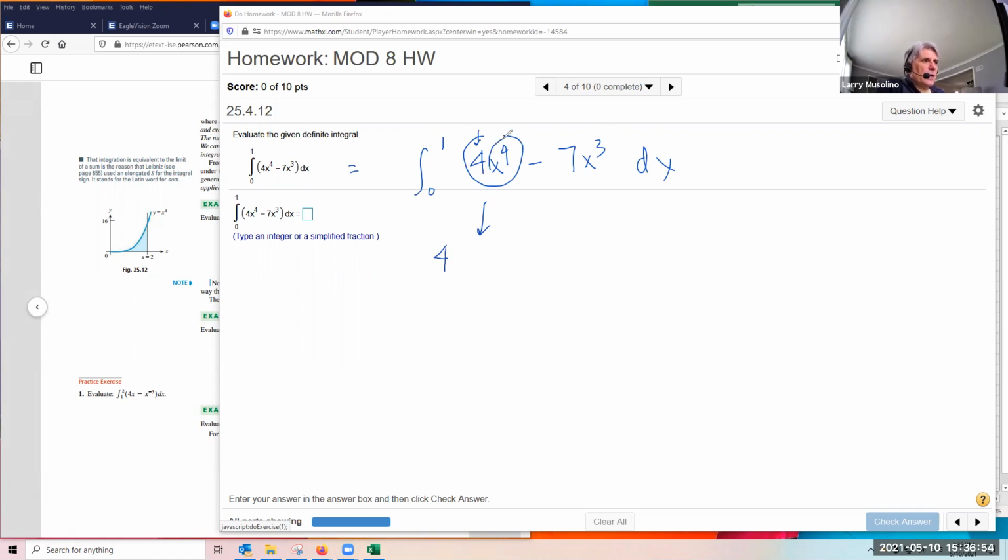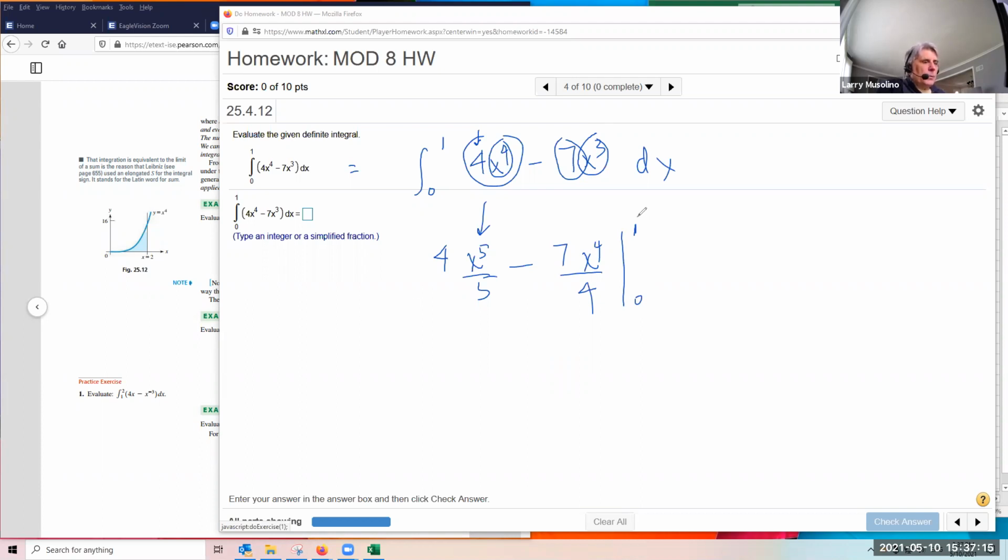The integral of x to the 4 is x to the 5 over 5. This 7 comes down with me because it's a constant in front. The integral of x to the 3 is x to the 4 over 4. And I'm going to evaluate this from a lower bound of 0 to an upper bound of 1. All right, so let's go ahead and do it.